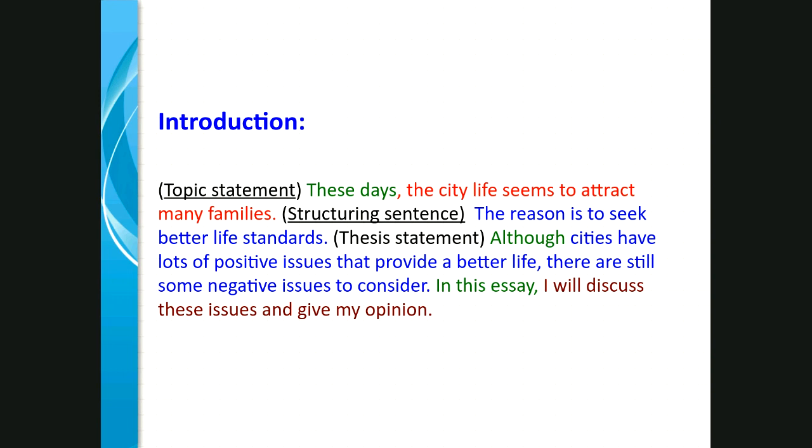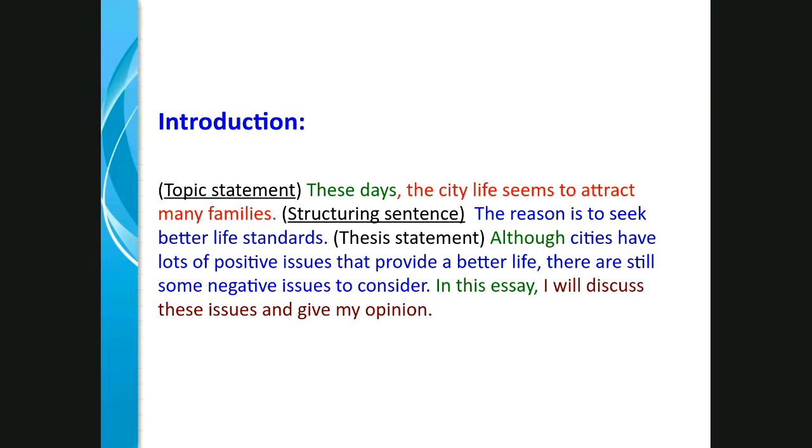These days في هذه الأيام the city life seems to attract many families. لاحظ الجملة كيف قصيرة وعامة بدون أي تفاصيل وبدون أي أمثلة. The city life seems to attract many families. وهذا fact طبعا. دائما حاول انك تكتب حقائق facts من الواقع يعني اللي انت تشوفه. انه حياة المدينة يبدو انها تجذب العديد من العائلات.